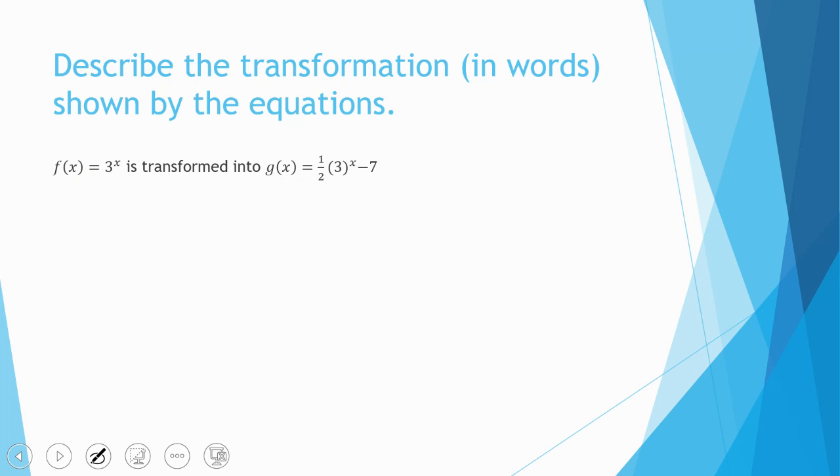Again, describe the transformation in words shown by the equations here. I'm starting with simply 3 to the x power. And now over here on this g of x, I'm transforming into a lot of different stuff. I have a minus 7. I have a 1/2 multiplier. The minus 7, again, it's being subtracted outside of the exponent. So I know that I have moved this down 7 units.